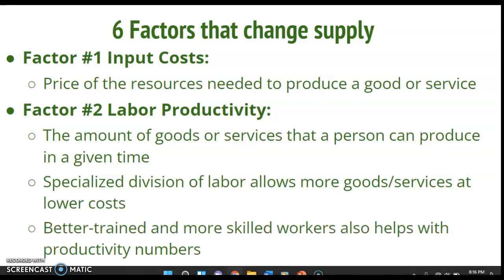and better trained or more skilled workers. Guys, you will quickly find out that in the workforce there's constantly trainings or constantly safety meetings. This is so that you can be better trained or more skilled or know how to avoid getting hurt on the job, because it helps with productivity numbers.